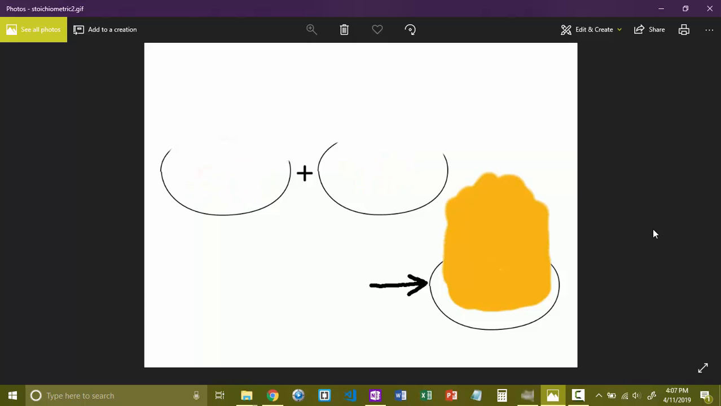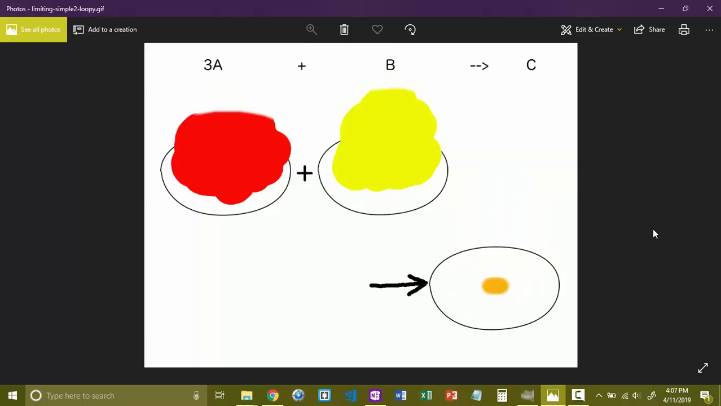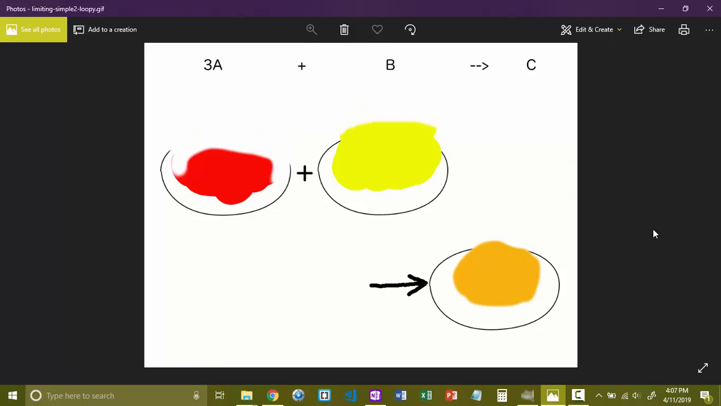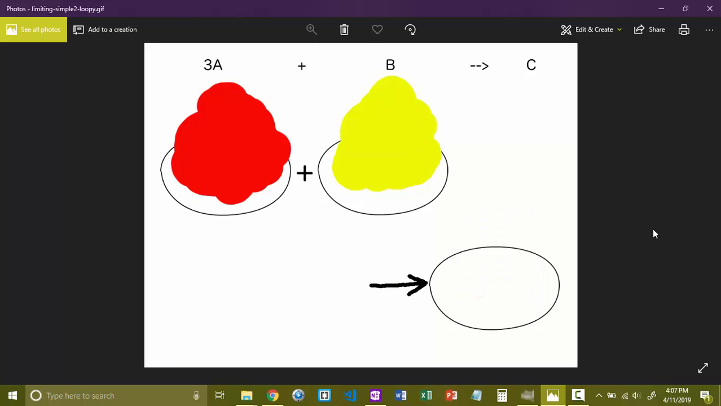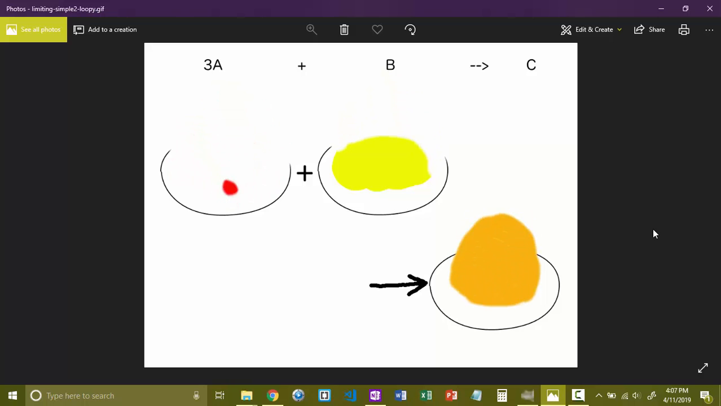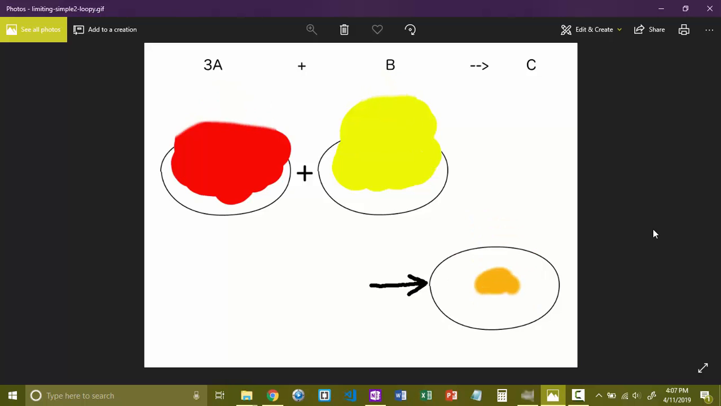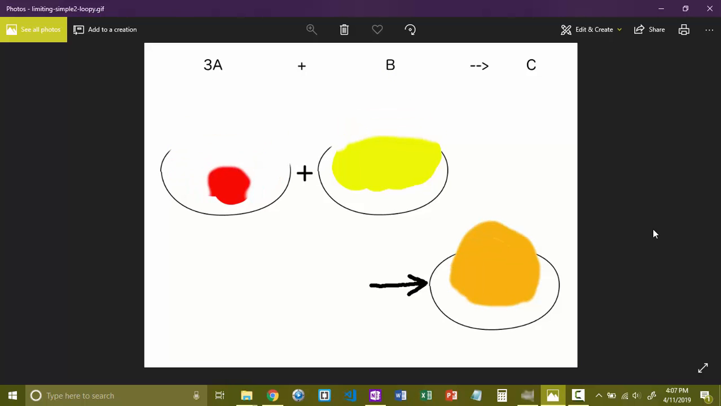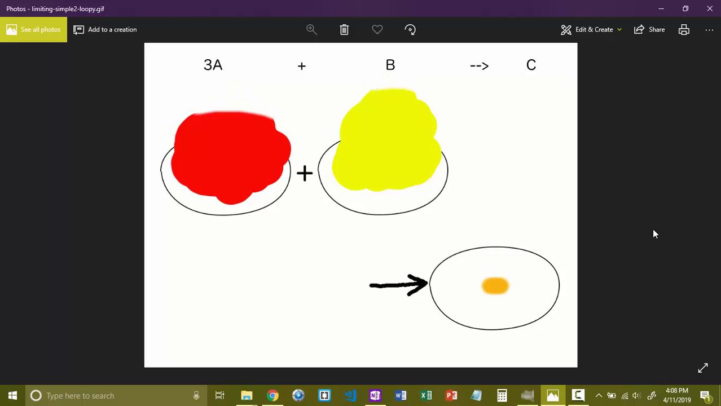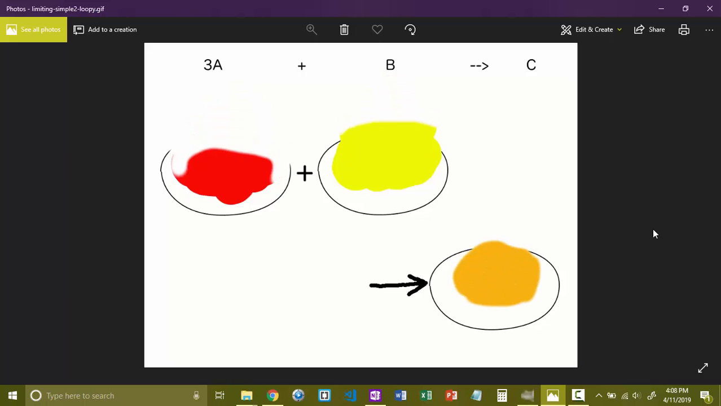Well, that isn't actually reality. In reality, you don't know if only one of them is going to get used up or both are going to get used up, and it's really hard to tell from looking which one is going to go first. So here's a more realistic example where I'm running the reaction, and you can see that the red stuff gets used up faster than the yellow stuff. We still create the orange product, but at the end of the reaction, there's some yellow stuff left over.